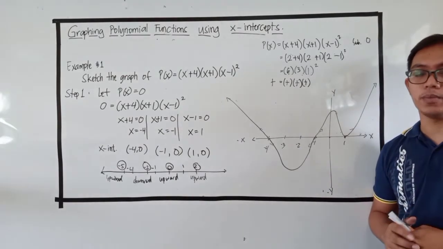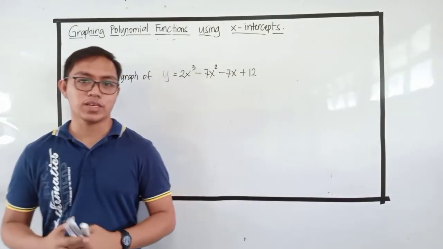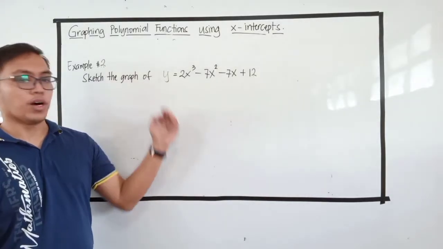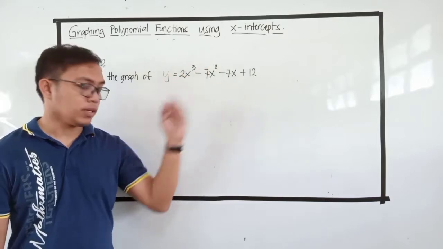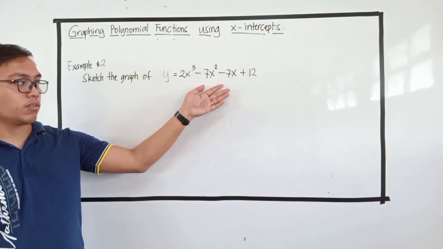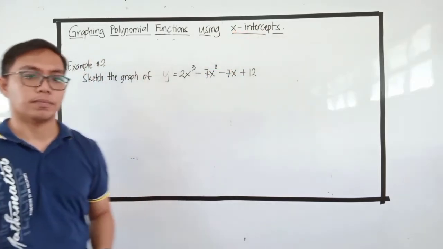Let's proceed to example number 2. Sketch the graph of y equals 2x cubed minus 7x squared minus 7x plus 12. In this case, we need to factor this first before we get to the x-intercepts.